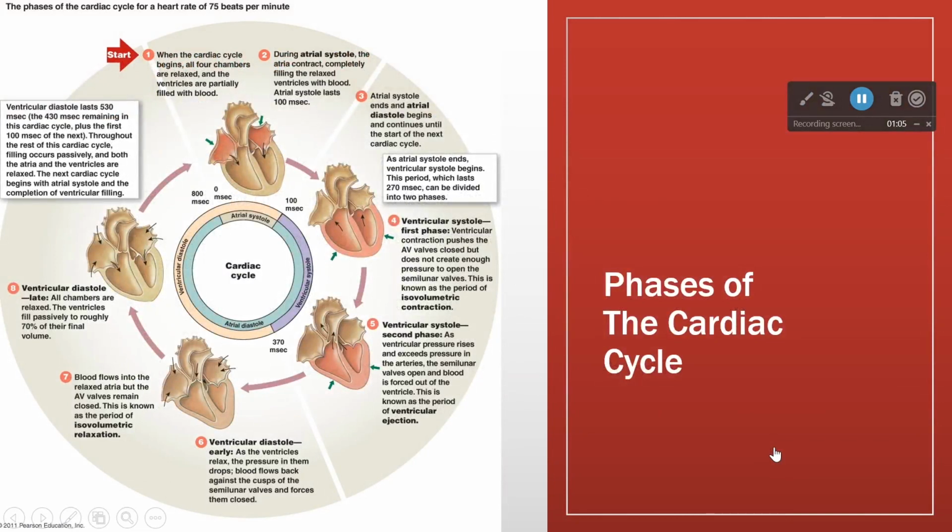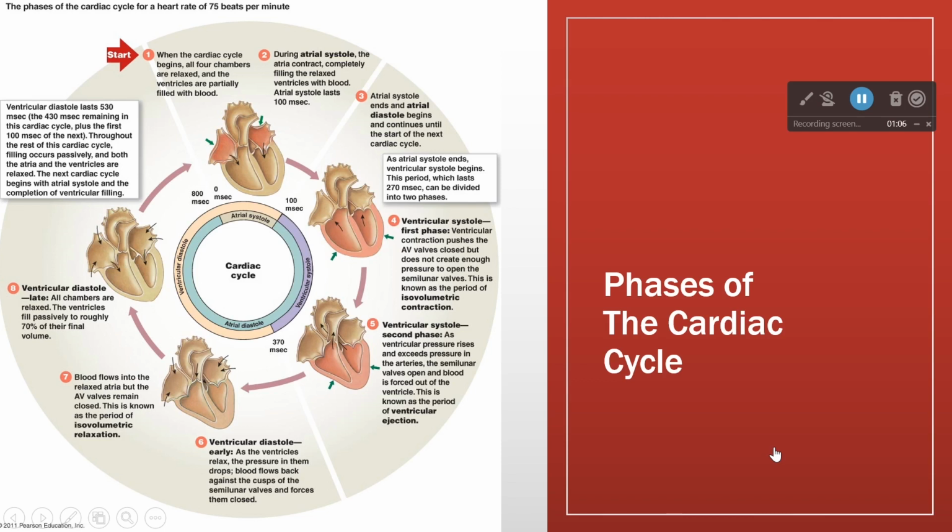Okay, so if we line this up in a series of pictures, here the heart is in diastole. In other words, diastole is relaxation, systole is contraction. All right, so we start in relaxation. Step 1, when the cardiac cycle begins, the atria contract. So you can see this isn't a vigorous squeeze, it's just a little, right? So the atria contract, pushes a little bit more blood into the ventricles.